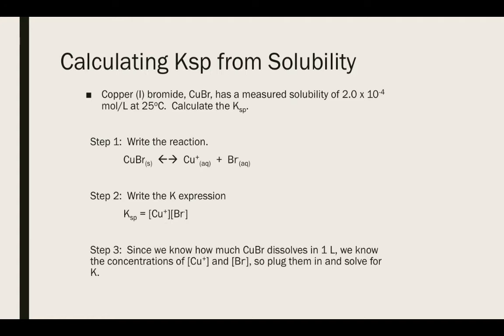Now, since we know how much copper bromide dissolves in 1 liter, we know the concentrations of each of the ions at equilibrium. If 2.0 times 10 to the negative 4th moles of copper bromide dissolves, we will get 2.0 times 10 to the negative 4th moles of copper and 2.0 times 10 to the negative 4th moles of bromide, since it's a 1-to-1 ratio. Therefore, we can plug these values into our KSP expression and solve, obtaining a KSP of 4.0 times 10 to the negative 8th. Again, since this is a K value, no units are required.